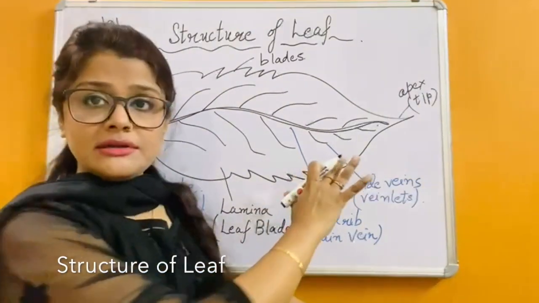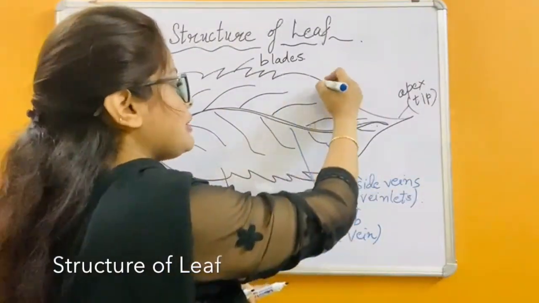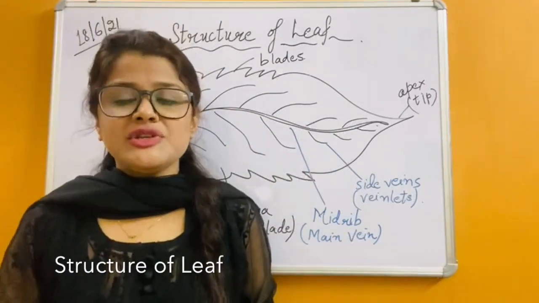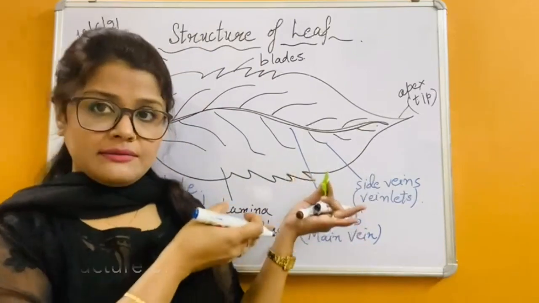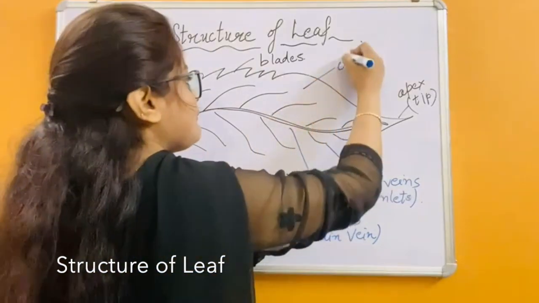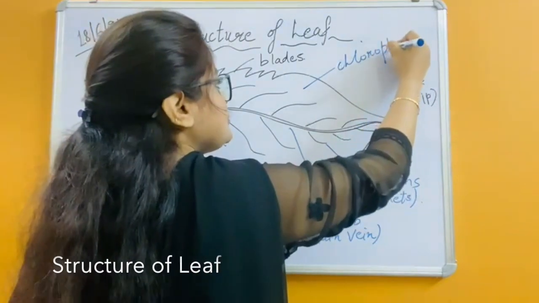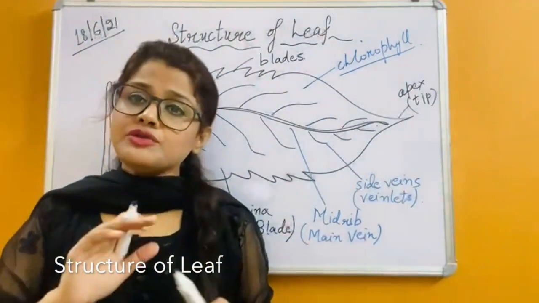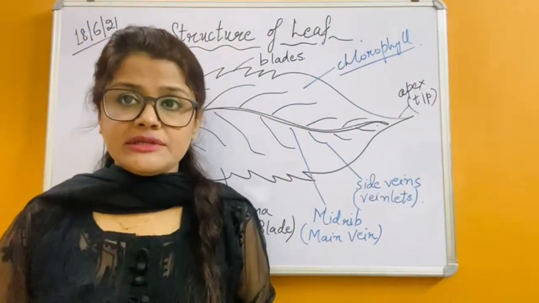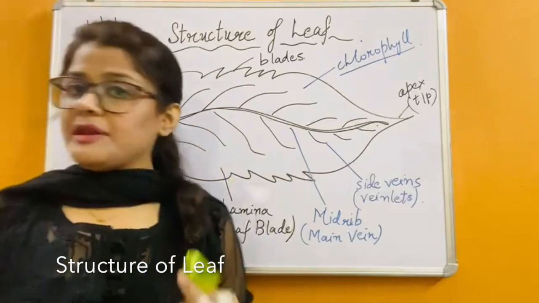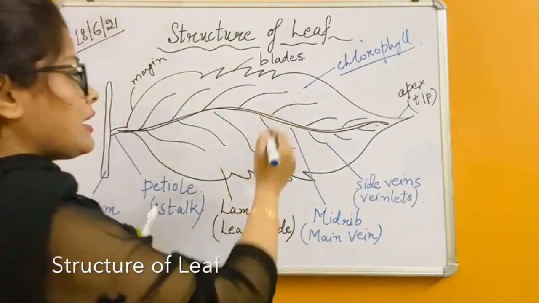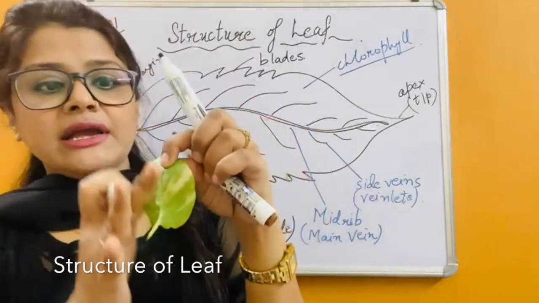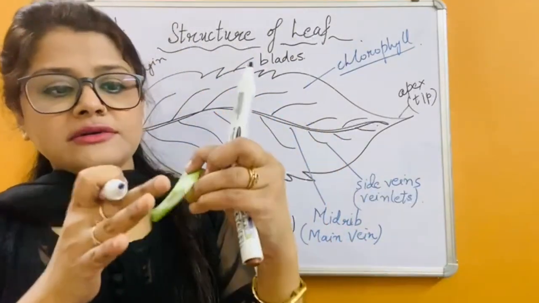Now this lamina, this leaf, consists of a pigment known as chlorophyll. So what is a pigment? Pigment is any substance which gives color to that part. So it consists of chlorophyll. Now what is the function of chlorophyll? This chlorophyll gives green color to the leaf, and it also helps in photosynthesis, which is used in making food for the plant.